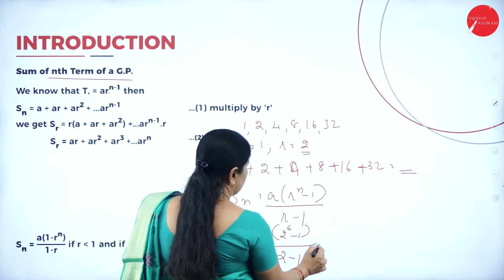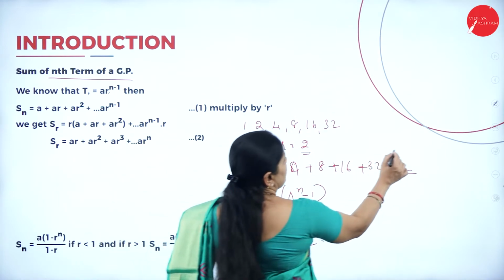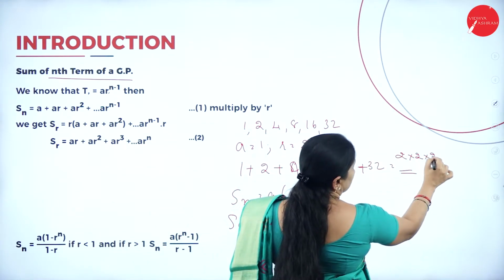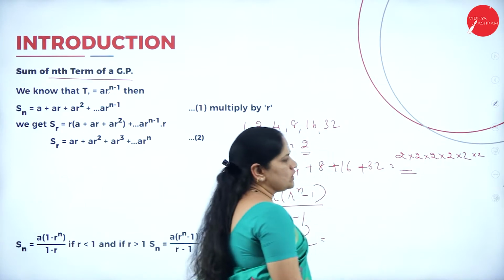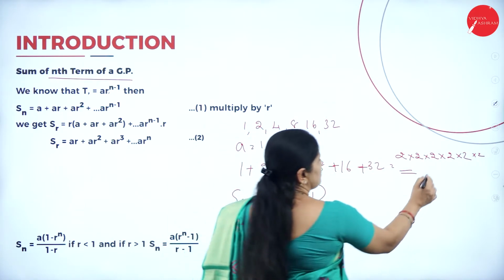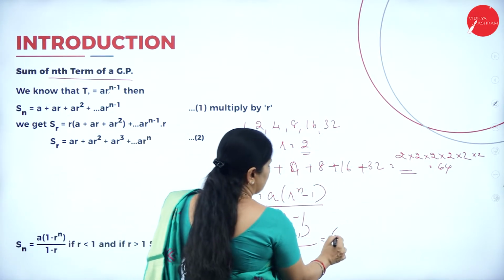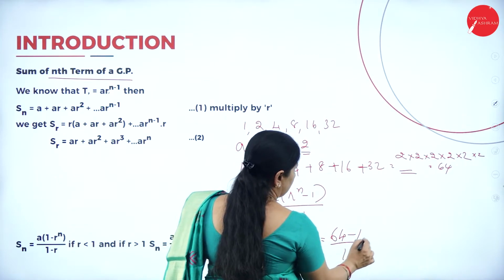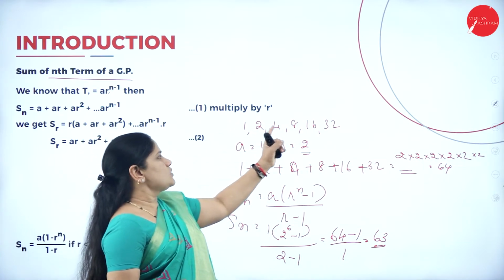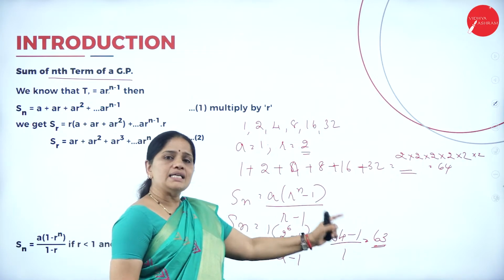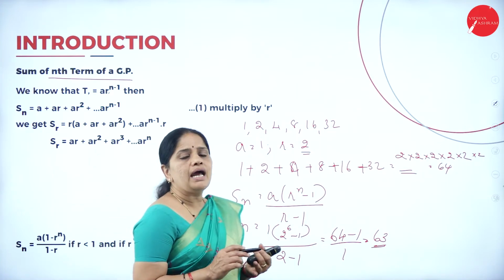2. 2 minus 1. So this will be equal to 2 to the power 6, which means 2 into 2 into 2 into 2 into 2 into 2, 1, 2, 3, 4, 5, 6. So this comes up to 64. So I write Sn equals 64 minus 1 divided by 1. So 63 is the answer. So when I add all these terms, 1 plus 2 plus 4 plus 8 plus 16 plus 32, I get 63. So in this way, we can find out the nth term of the GP and also the sum of the GP.